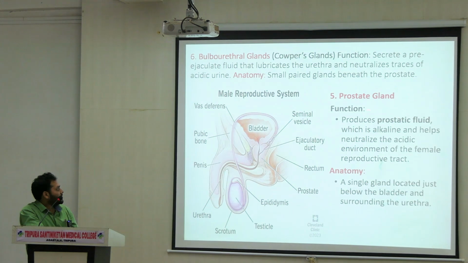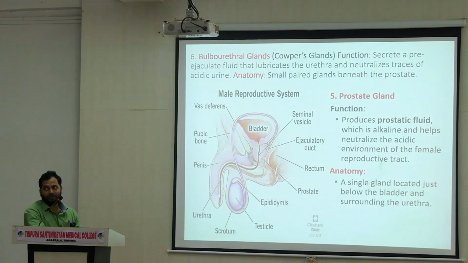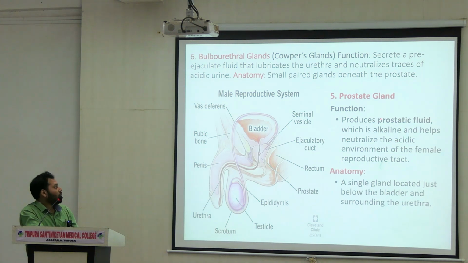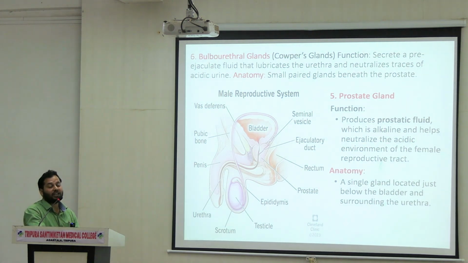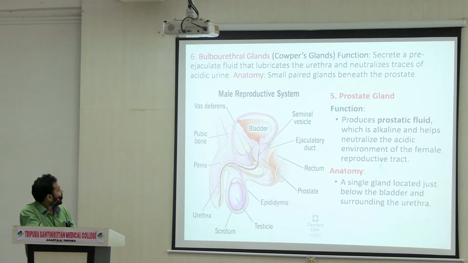So what are the functions of this prostate gland? It produces some prostatic fluid. If you see the characteristic features of that prostatic fluid, you will see it is alkaline in nature. So what is the role of that prostatic fluid? It helps neutralize the acidic environment of the female reproductive tract. So it means this prostatic fluid, which is alkaline in nature, is very important, and is useful during sexual intercourse, right?